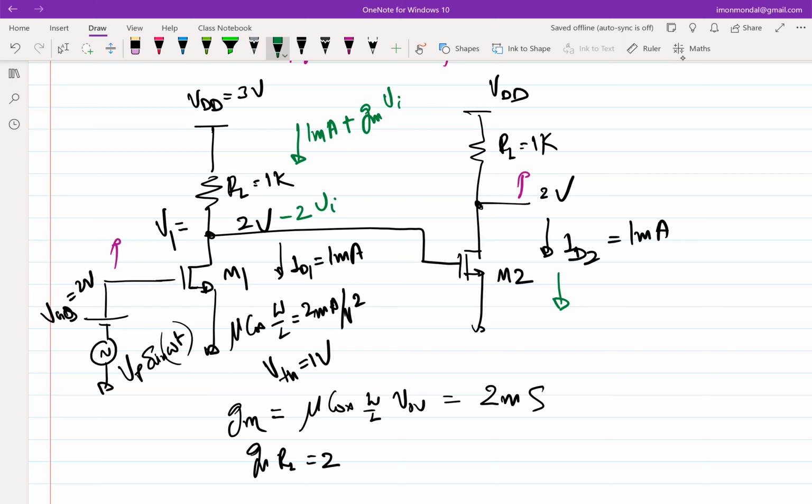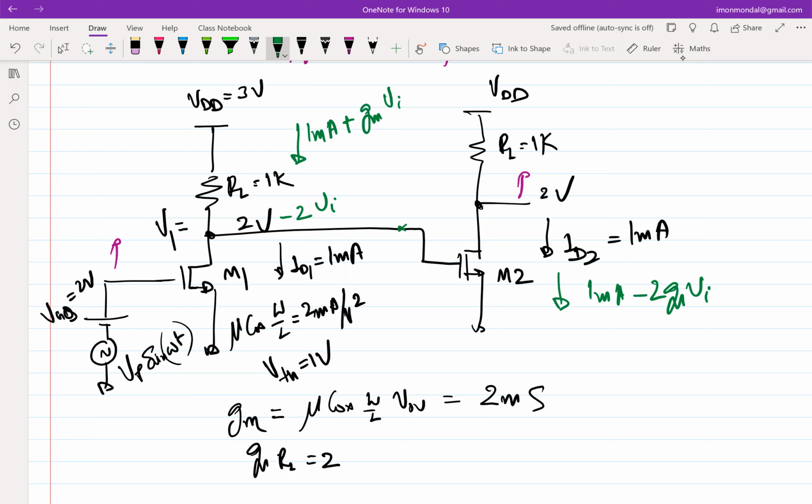Okay, so the total current ID for M2 is 1 milliamp, then minus, in terms of VI, GM times 2 VI. Right. And why 2 VI? Because this node is incrementally swinging by 2 VI. If that node is incrementally swinging by 2 VI, total current at the output will be 1 milliamp minus the swing times GM, and the swing is 2 VI. So twice 2 GM times VI.